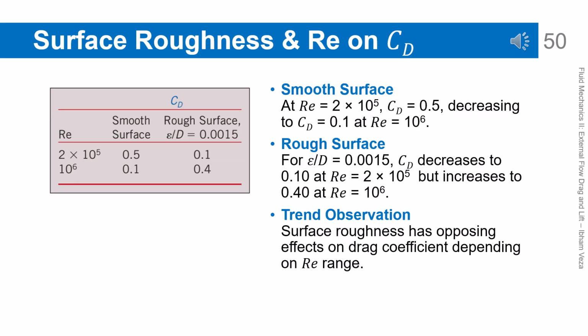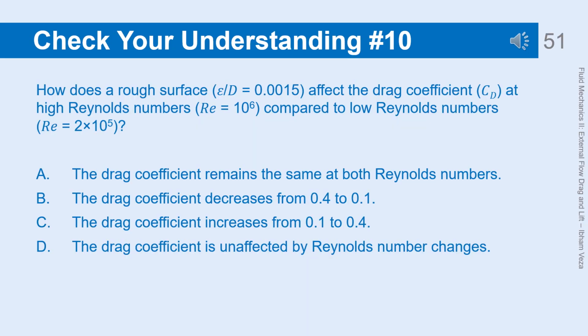There is a complex interaction between roughness and flow regime. Therefore, surface design must consider the operating Reynolds number range. Check your understanding. Number 10.